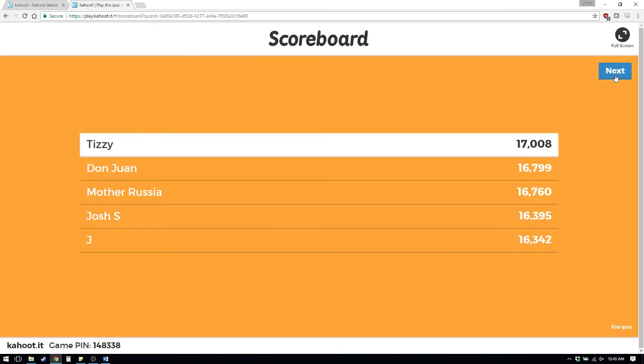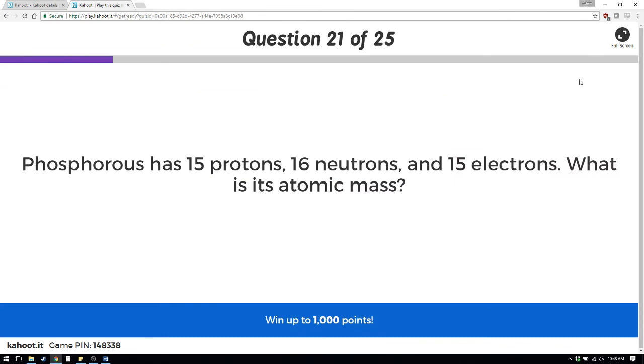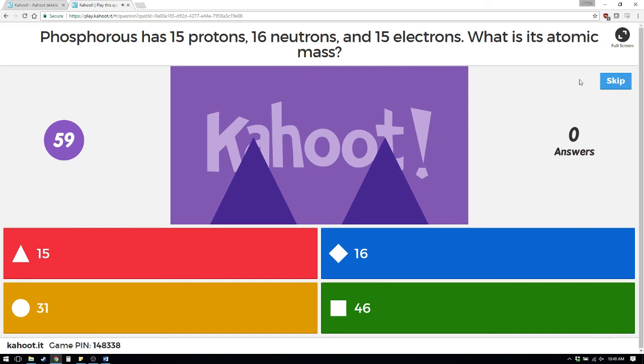Moving on. Phosphorus has 15 protons, 16 neutrons, and 15 electrons. What is its atomic mass?